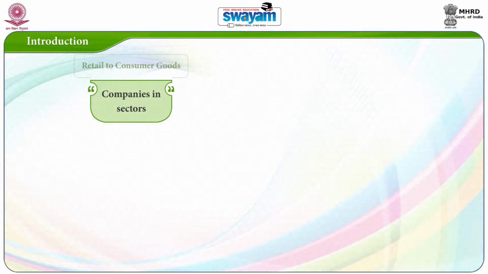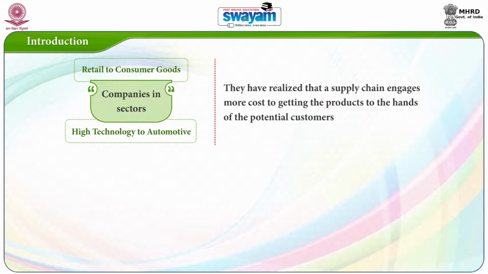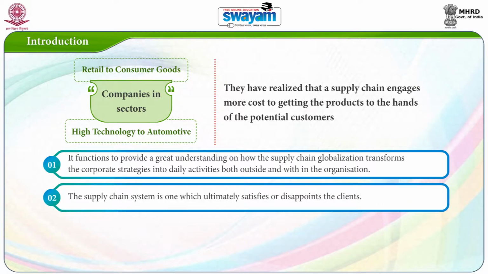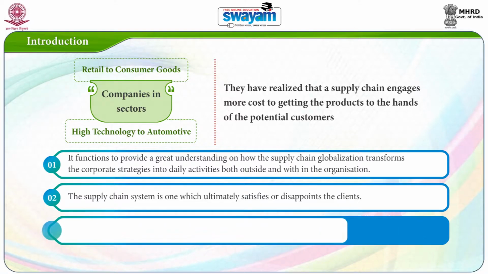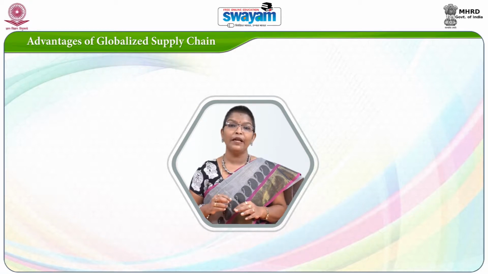Recently, companies in sectors from retail to consumer goods, high technology to automotive, have realized that a supply chain engages more cost in getting the products to the hands of the potential customers. It provides a great understanding of how supply chain globalization transforms the corporate strategies into daily activities both outside and within the organization. The supply chain system is one which ultimately satisfies or disappoints the clients. This can give a broader perspective on what supply chain globalization is. It gives emphasis to information sharing and also value-added activities which start from raw materials to the last stage of distribution.